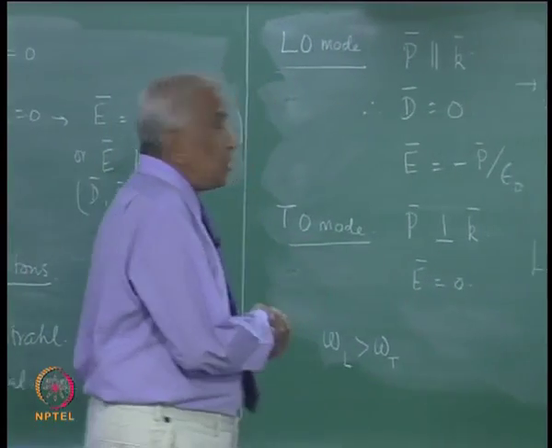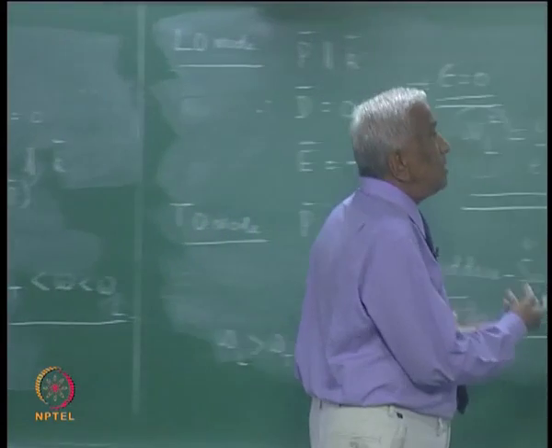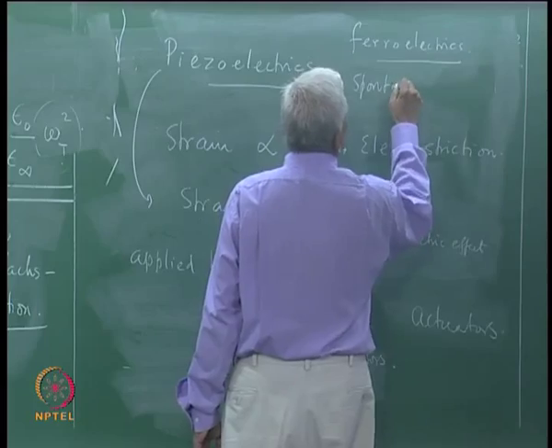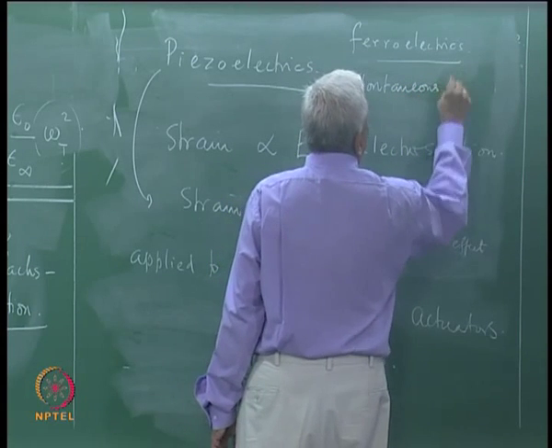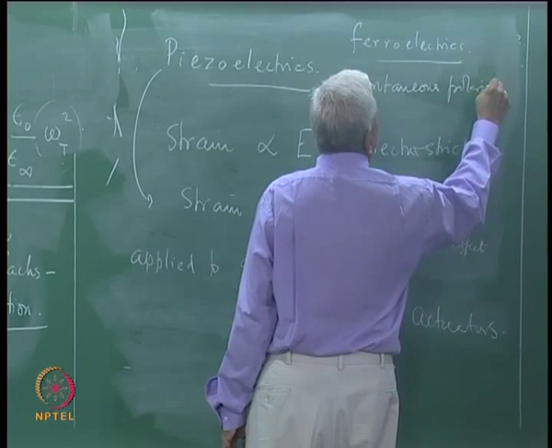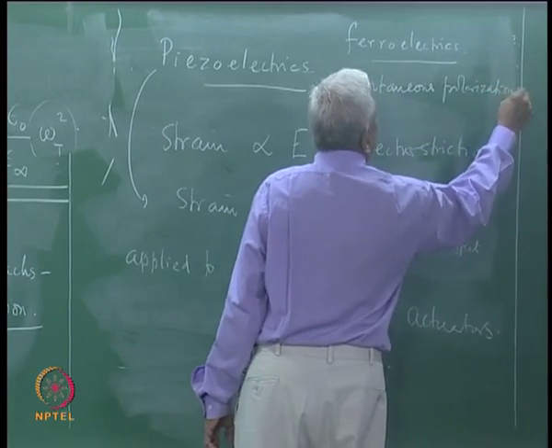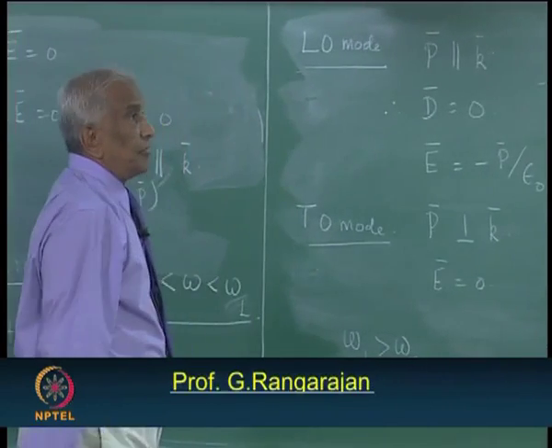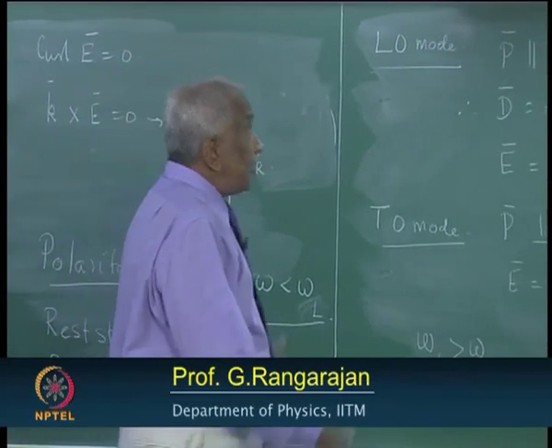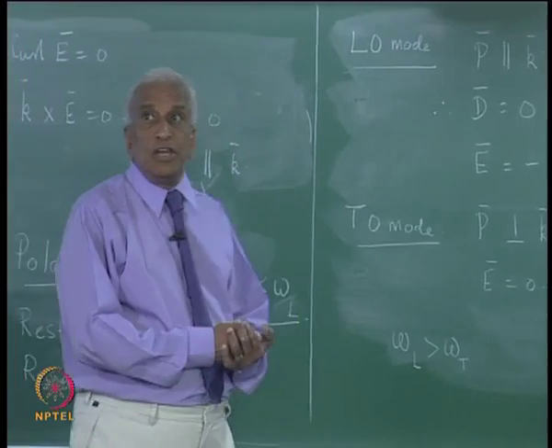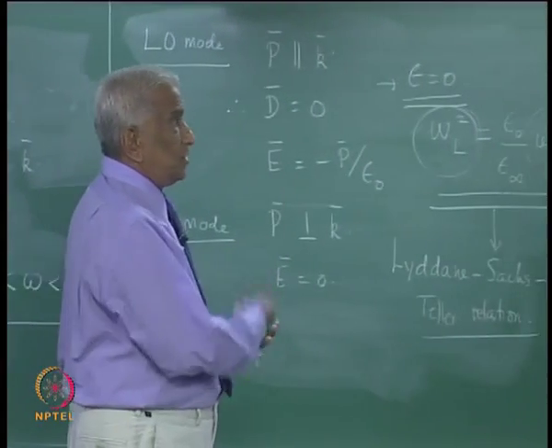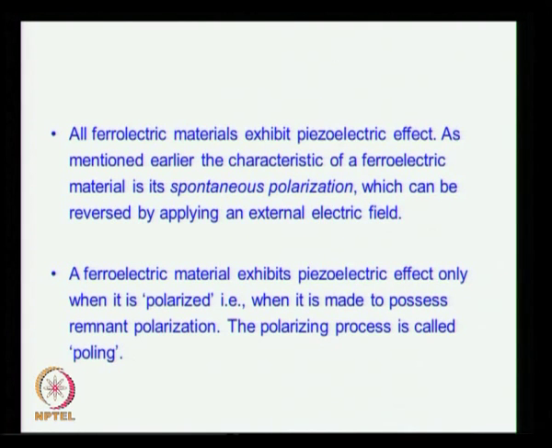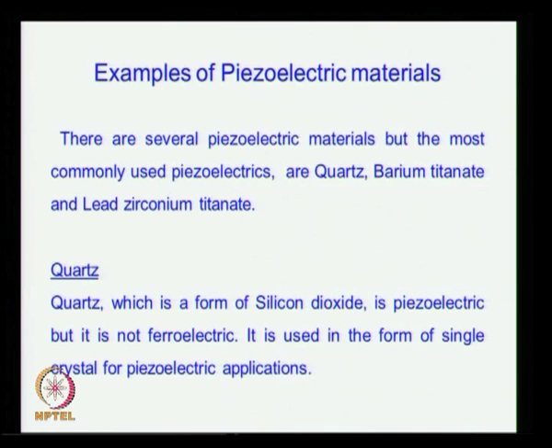Now, in the case of a ferroelectric material, the important characteristic is that there exists a spontaneous polarization, which can be reversed by applying the external electric field. So, a ferroelectric material exhibits piezoelectric effect only when it is polarized in this way, that is, when it is made to possess the remnant polarization. The polarizing process is called poling of the ferroelectric.